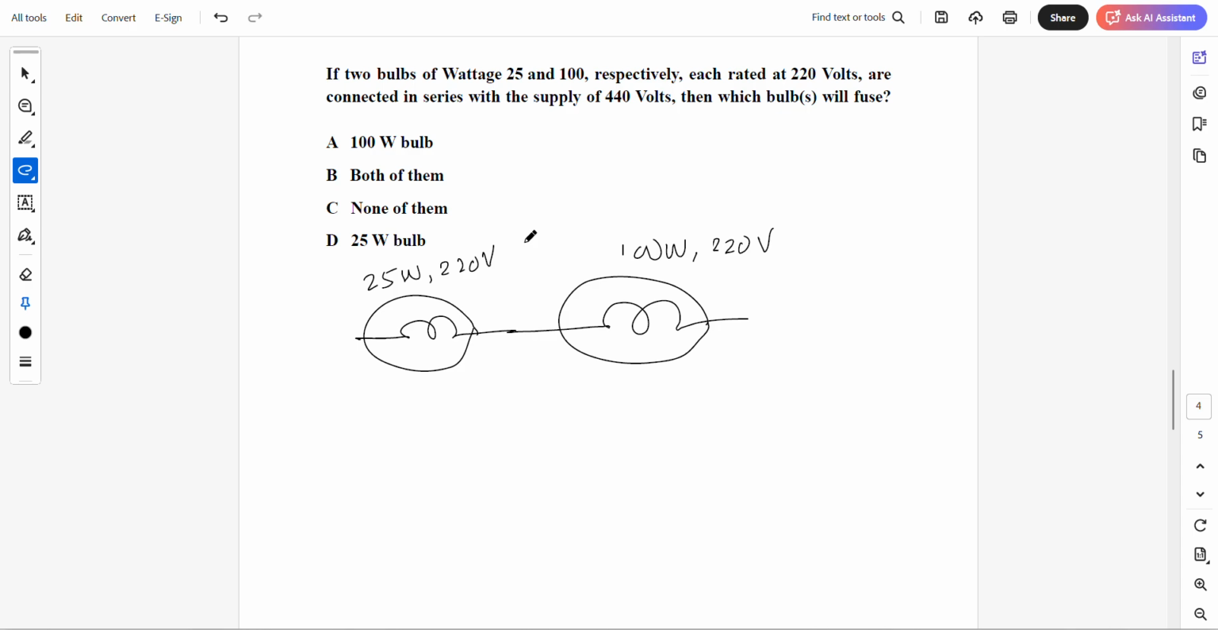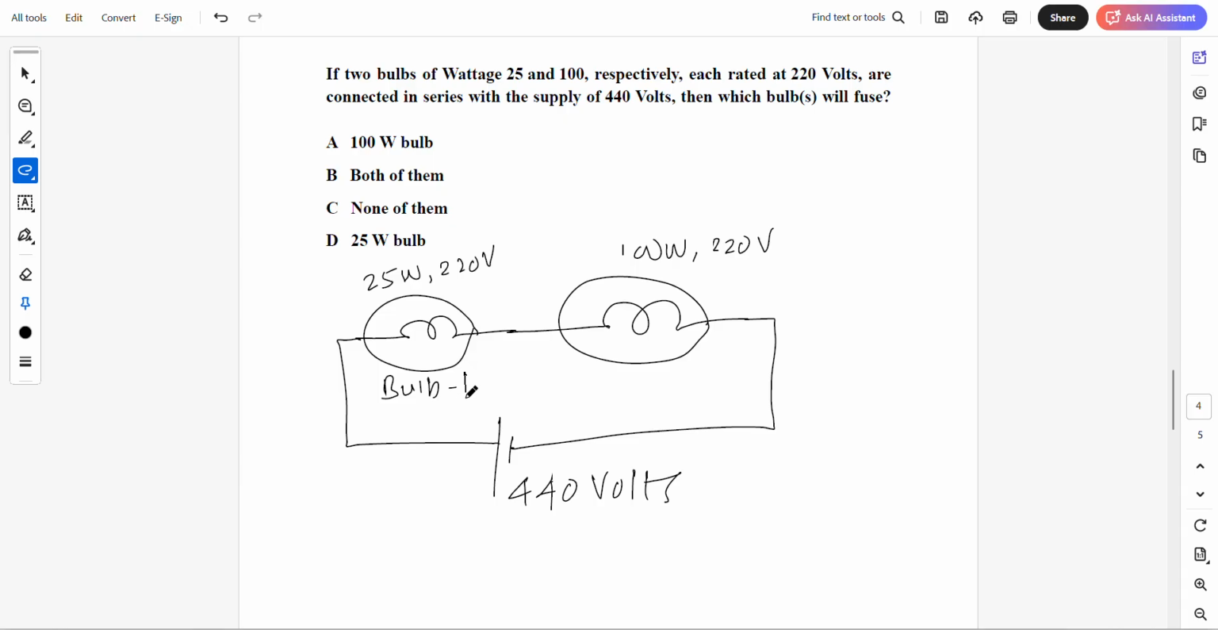Okay, they are connected in series with the supply. How much is the supply? Here the supply is 440 volts, the total voltage. The bulbs are 25 watts 220 volts and 100 watts 220 volts. Now which bulb will fuse? To calculate which bulb will fuse, we have to calculate the value of the resistance. Let us say this is bulb 1 and this is bulb 2. I'll calculate the resistance of bulb 1.